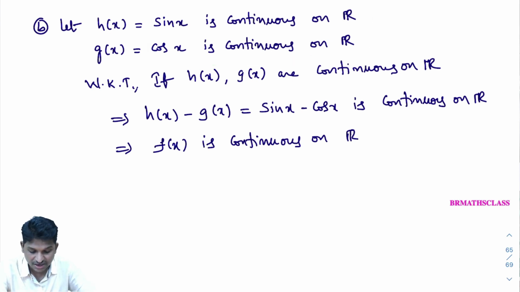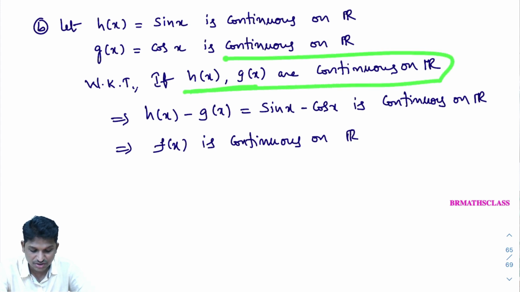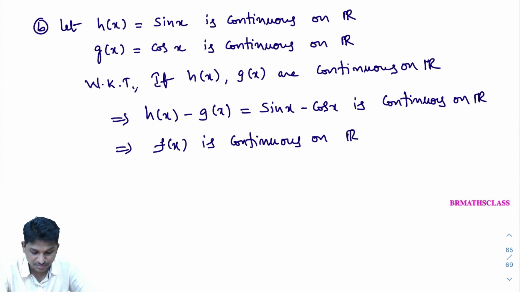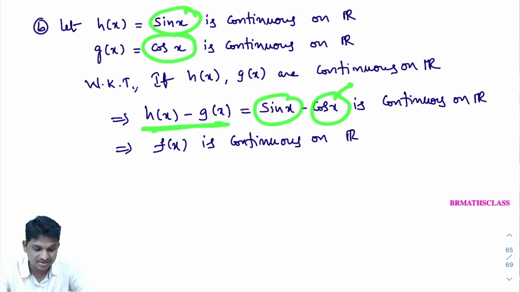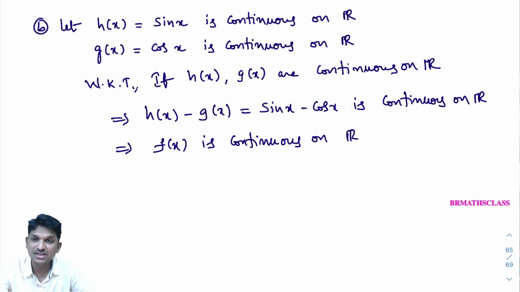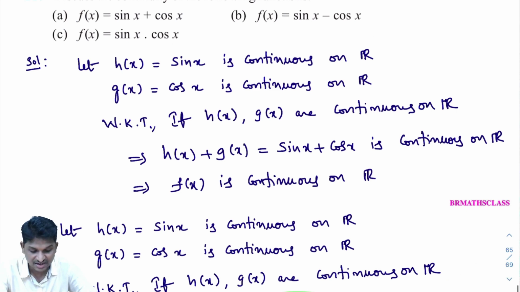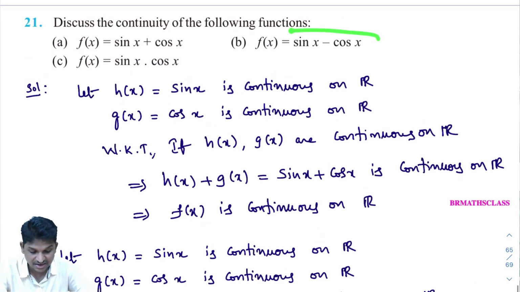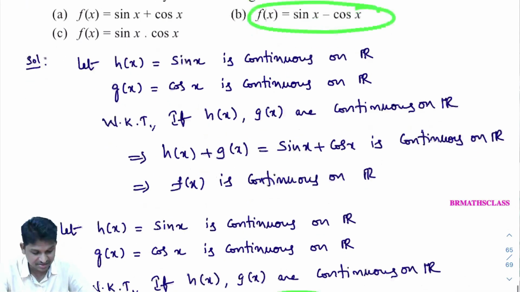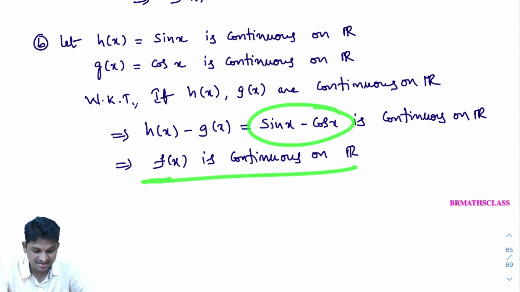We know from the theorem, if h of x, g of x are continuous on real numbers, then h of x minus g of x is continuous. h of x minus g of x means h of x is sin x, g of x is cos x. Sin x minus cos x is continuous on R. What is in the second bit? Sin x minus cos x is given as f of x. So I got that f of x is continuous on R. I hope you are understanding.